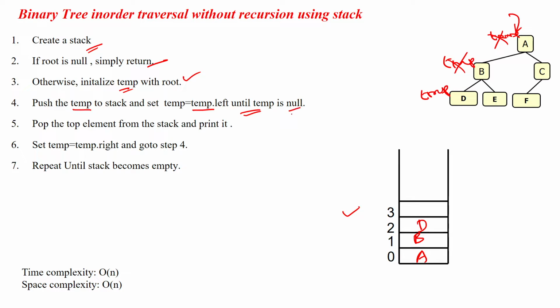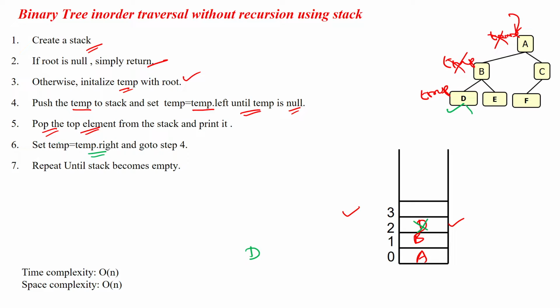So once temporary dot left becomes null, you pop the top of the stack. So top of the stack is d. So d is popped out now. Once you popped out d, then you are printing that. Then you are setting the temporary equal to temporary dot right. So what is the temporary now? D. So d is the temporary. Temporary dot right is here null.